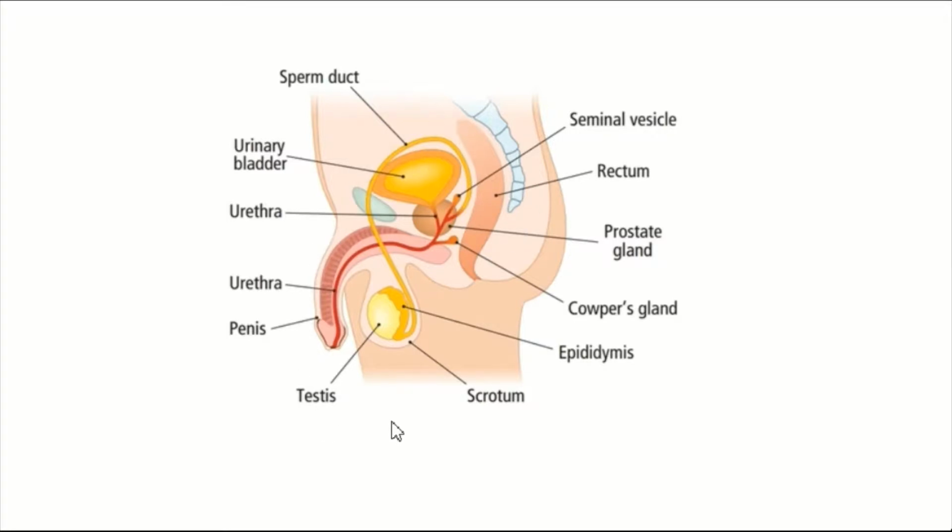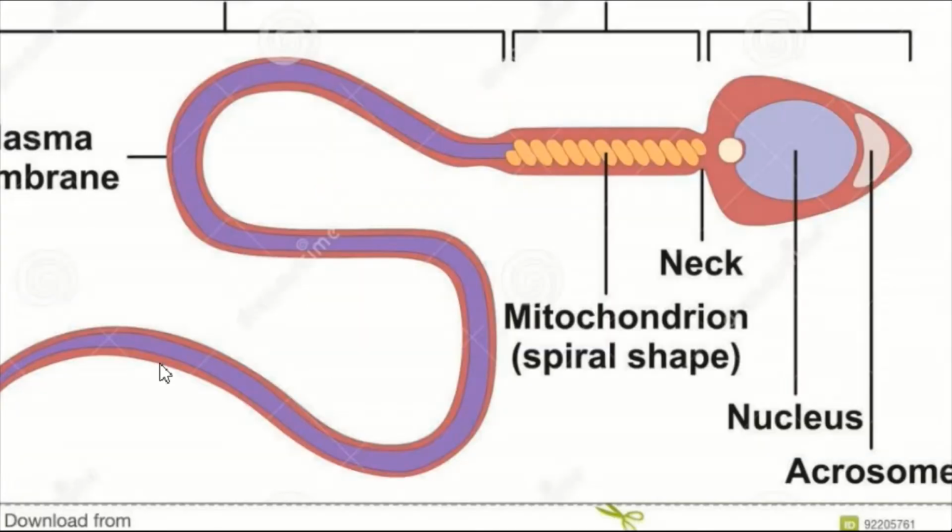So basically, this whole system here is just to make the sperm cells and eventually get them out of the male reproductive system for fertilization to occur. Now what is important is for us to know what the sperm cell itself is. So the sperm cell is what you see in front of your screen right now. This would be your sperm cell.